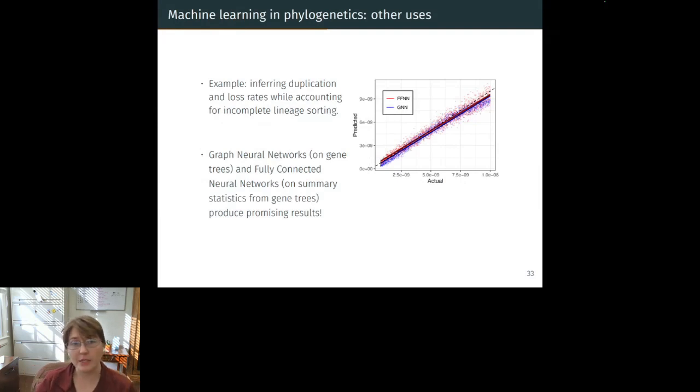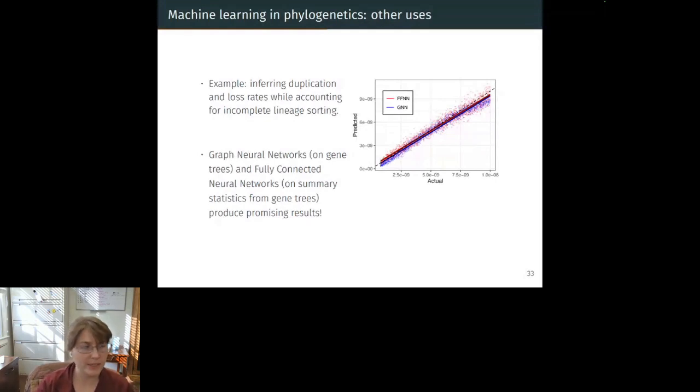My lab is also thinking about other ways we can use machine learning in phylogenetics outside of inferring tree topologies. These are some very preliminary results. But for example, we're interested in inferring rates of duplication and loss while accounting for processes like incomplete lineage sorting. And for this, we've tried graph neural networks. And these are really nice because they can take gene trees directly as input, as well as fully connected neural networks that analyze summary statistics calculated from gene trees. And we see some really promising results. So here, I'm showing you the actual rate of gene duplication versus the rate predicted by our model. And we can see that both our fully connected neural network and our graph neural network have fairly high accuracy across this parameter space. So we're excited about continuing to explore this moving forward.